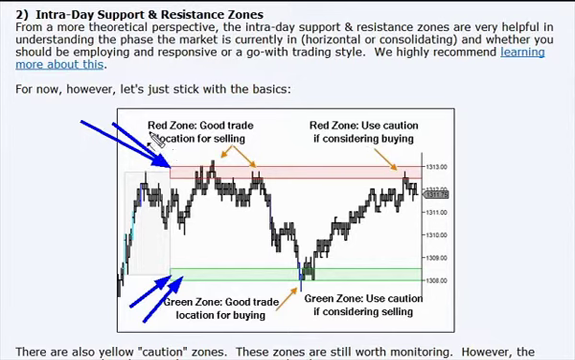and you don't want to just take these blindly, but if you have other evidence, when some of those pieces of evidence come together and form confluence, the red zone is, all things equal, a good location for selling, and it's an area you'd want to be careful if you're considering a buy. The green zone is a good location for buying, and you'd want to be careful if you're considering a sell. Okay, so just a little bit of background on that.